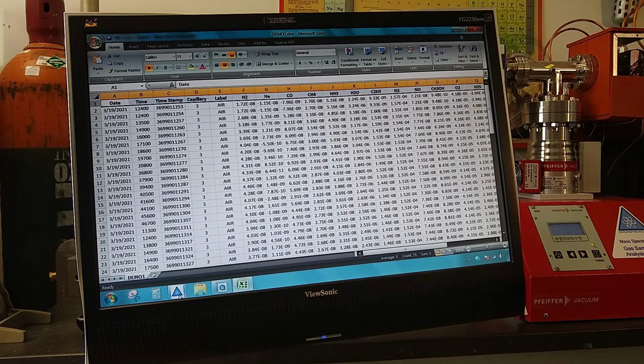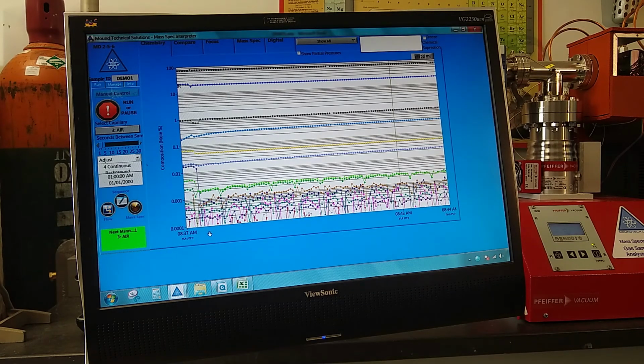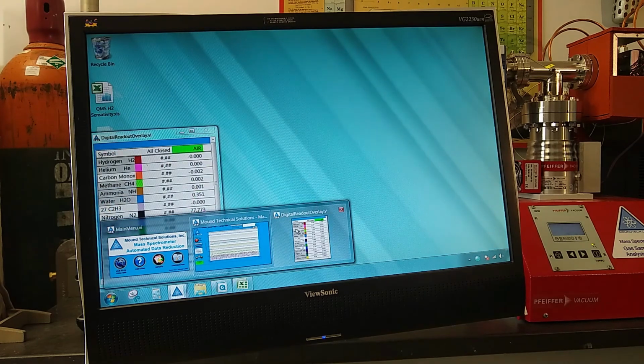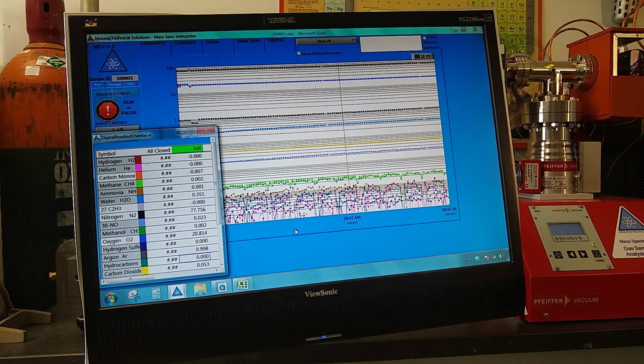And so you've got quite a lot of information to look at and to keep track of, but with the properly configured hardware and software, you're able to get a very comprehensive data set from your mass spec and present it in a very comprehensive and understandable way.